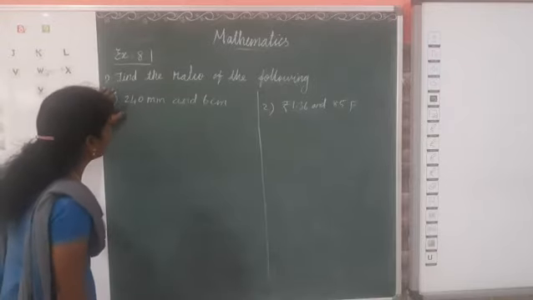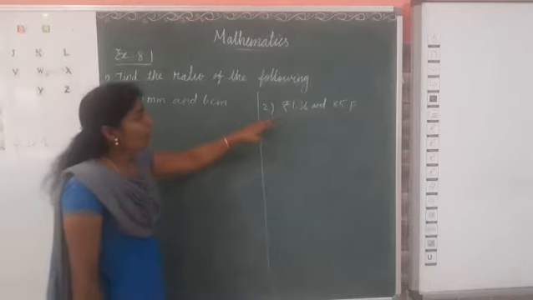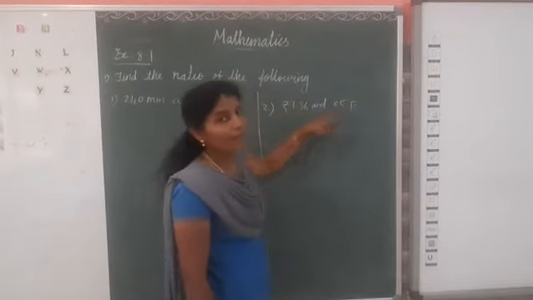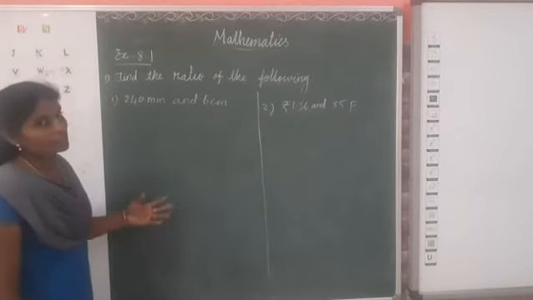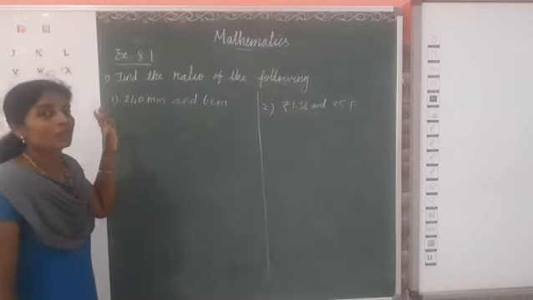First one, 240 millimeter and 6 centimeter. Second one, ₹1.36 and 85 paise. Now listen, if you want to find the ratio, we need the same units, isn't it?